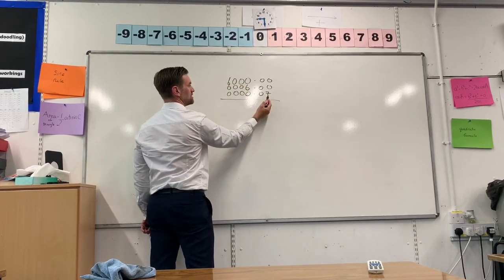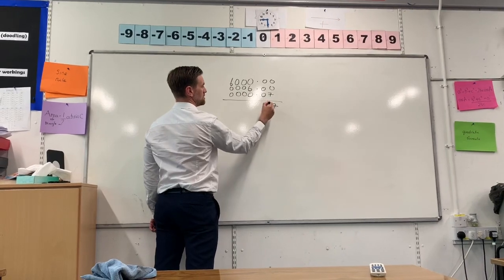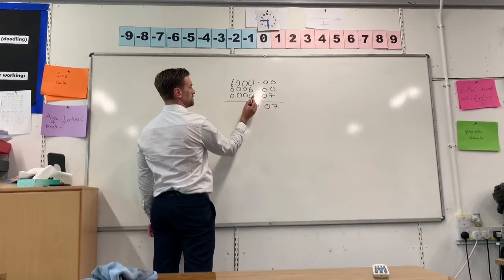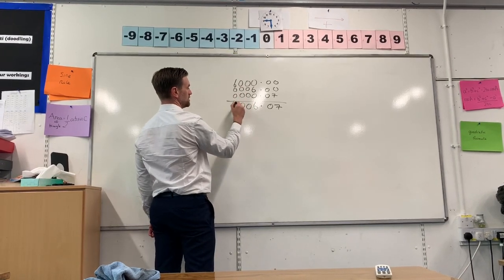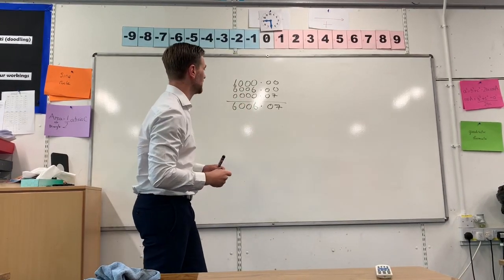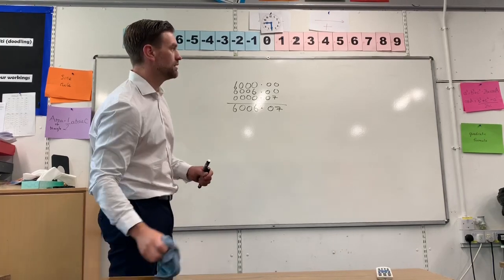So I've got a 7 here, I've got nothing there, my decimal point. I've got a 6 here, I've got nothing, nothing, and I've got a 6. So the answer is 606.07.